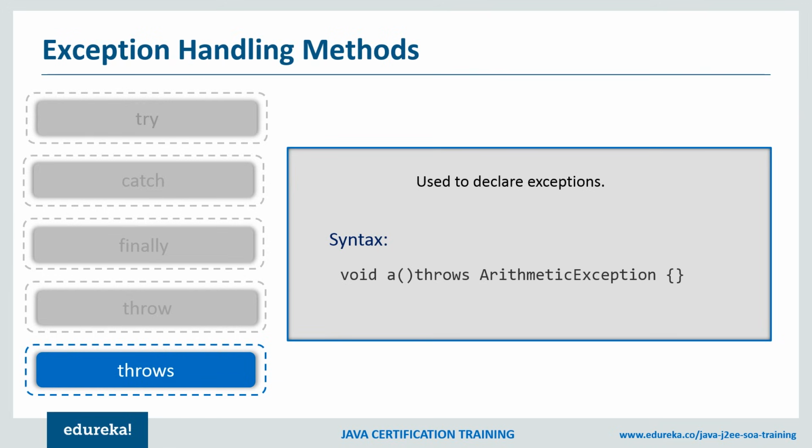Let's see what is throws. Throws is also a keyword which is used to declare the exceptions. It does not throw any exception, but it specifies that there may occur an exception in the method, and it is always used with the method signature. Let's see how. Again, I'll modify this program itself. As I have told, it is used with the method signature, so I'm going to use the throws keyword along with the method.